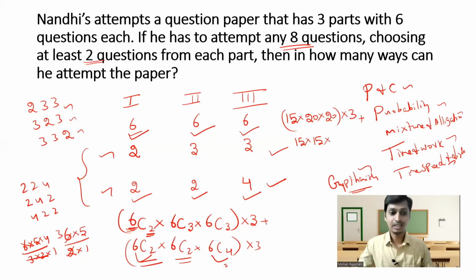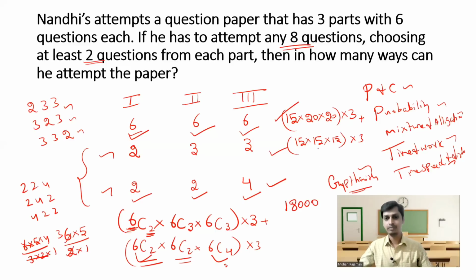Now we know 6C2 is equivalent to 3 into 5, 15, right? So you have to solve this to get the answer. So 15 into 20 into 20. See, 20 into 20 is 400, 400 into 15 is 6,000. 6,000 into 3, you get 18,000. So in the first case, you will be getting 18,000.